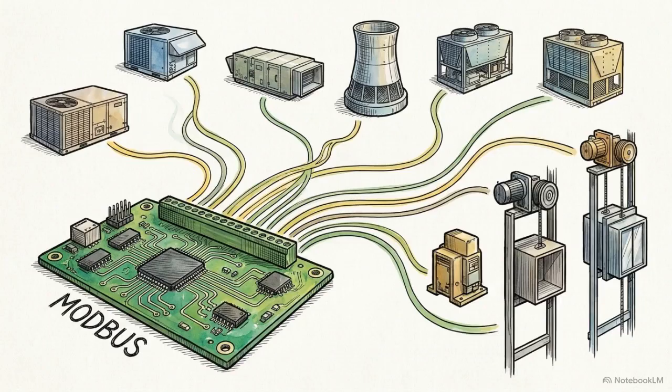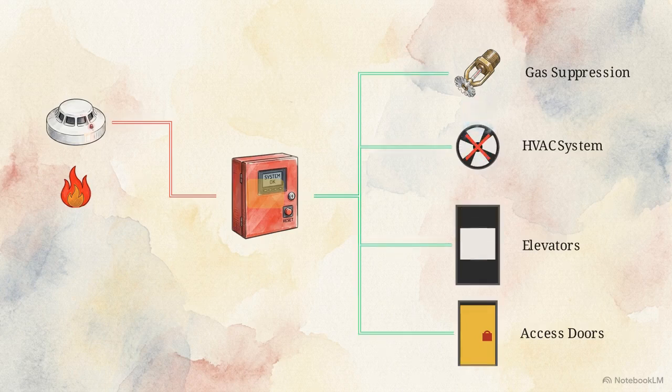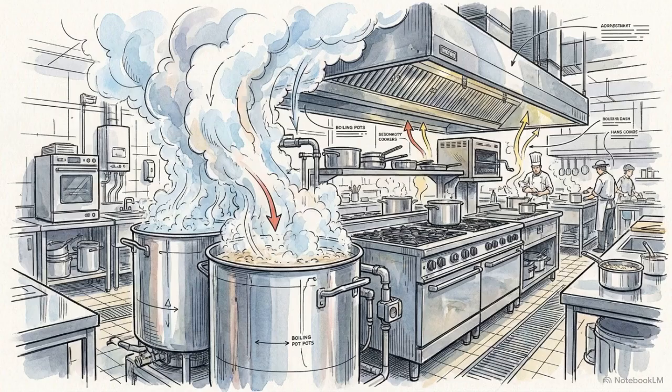Using a Modbus card, the fire panel communicates directly with the building management system, translating a fire signal into an immediate, coordinated physical response. Depending on the program logic, a single smoke detector can tell the panel to trigger automated gas suppression, shut down the HVAC system to starve the fire of oxygen, ground the elevators, and unlock emergency access doors all at once. However, this automation creates intense operational vulnerabilities if the sensors are wrong.